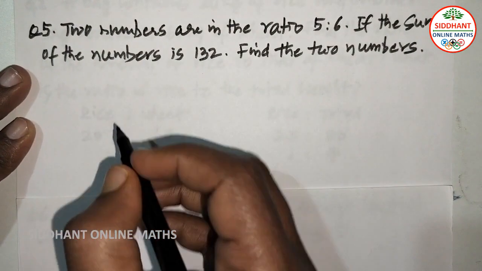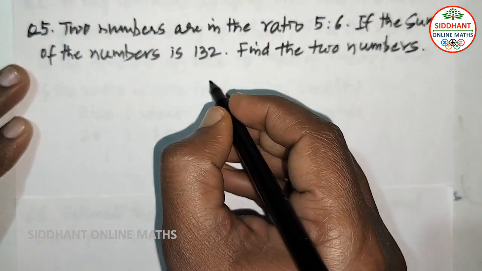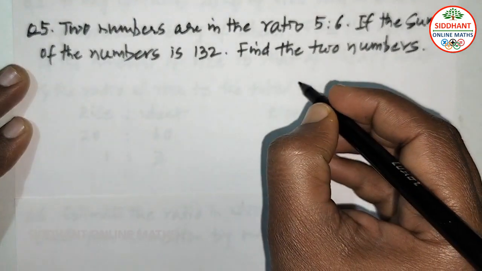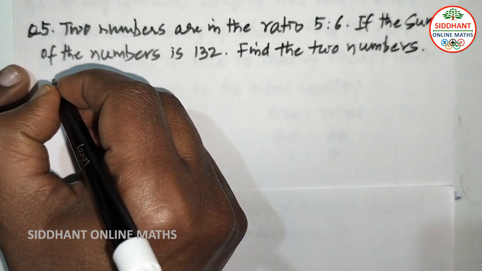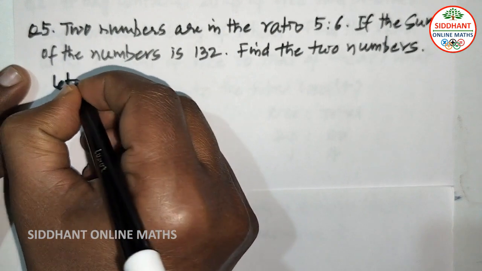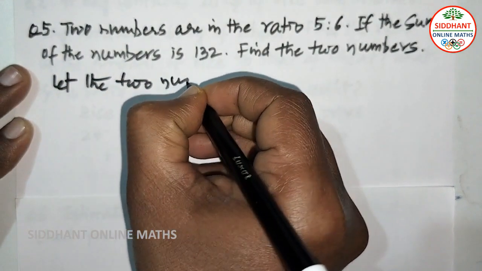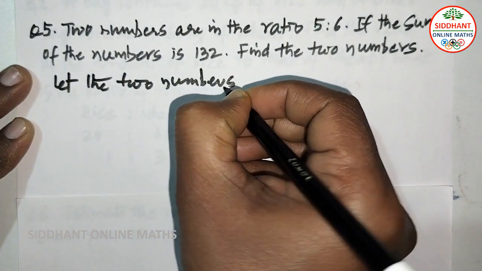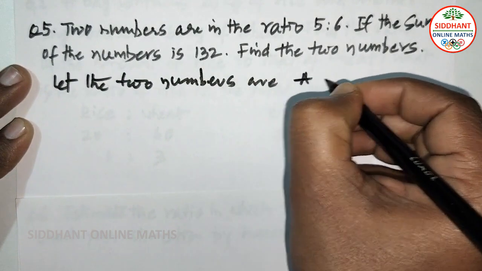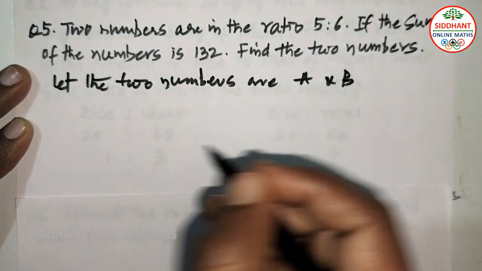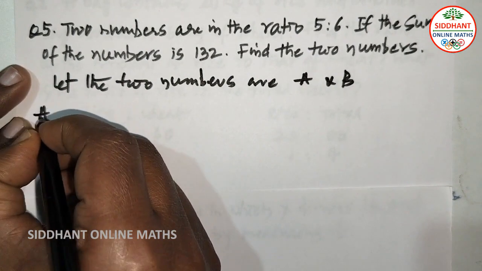Question number 5. Two numbers are in the ratio 5:6. If the sum of the numbers is 132, find the two numbers. So let the two numbers be A and B.